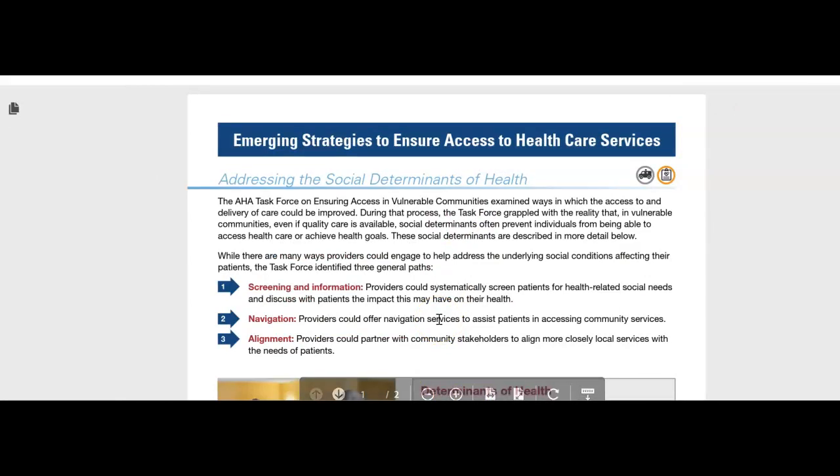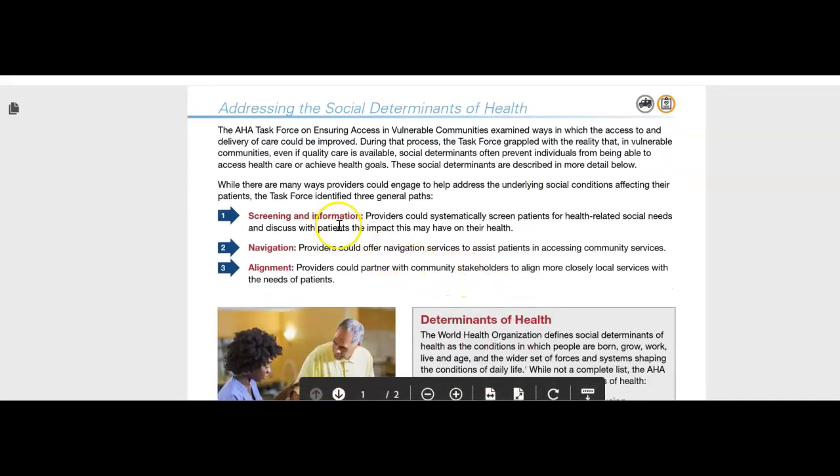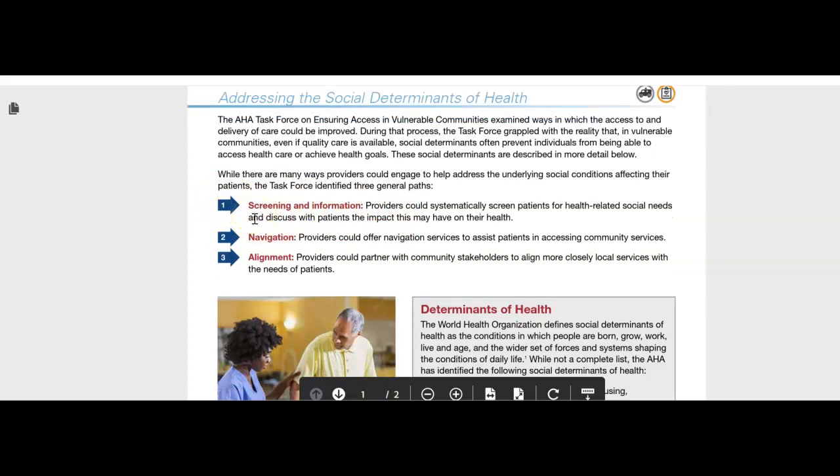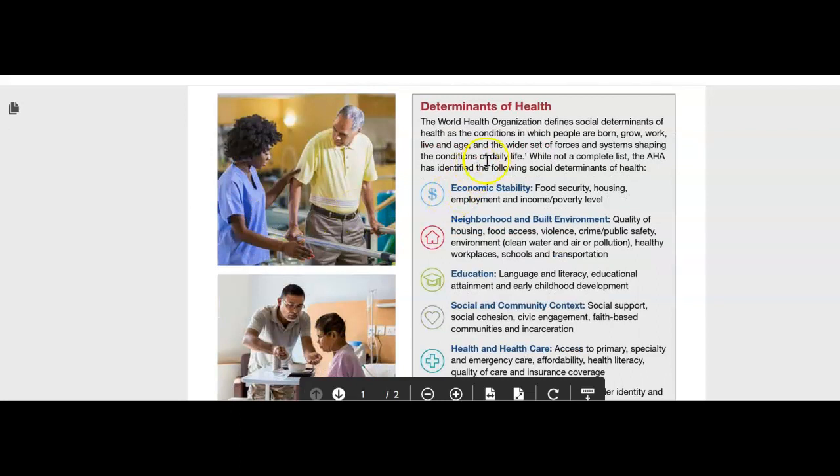So this is from the Centers for Medicare and Medicaid, CMS, as far as ways in which we can, as healthcare professionals, address underlying social conditions that affect our patients. So we can screen, find out this information. And that's the piece that I want to stop at right here. So this gives you the determinants of health. But remember, we're looking at more individual patients instead of populations. I guess you can look at it either way.